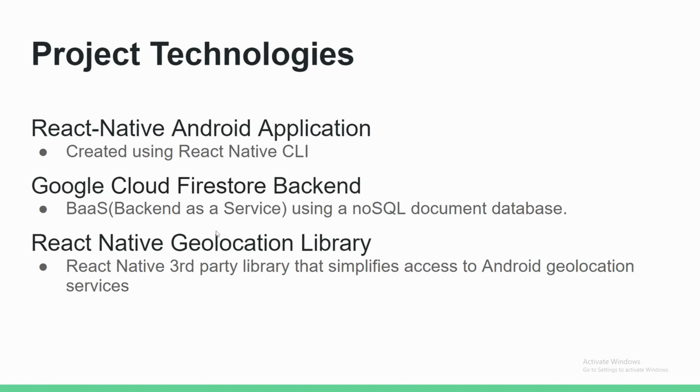So the technologies that are implemented in this project: it's a React Native Android application, so it's created using the React Native CLI. The backend is Google Cloud Firestore. Google Cloud Firestore is a backend as a service. It's a NoSQL document database, so not a relational database, but it allows us to use maps and other things in that to get the data, which I implemented. And then lastly is the React Native geolocation library, which is a third-party library that just simplifies some of the access to the Android geolocation services that I use.